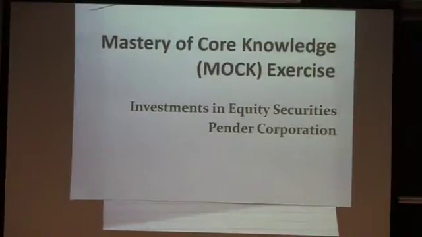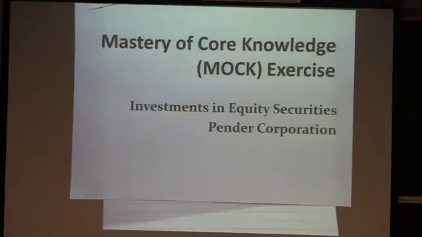Okay, so today we're going to do investment in securities, and we're going to use Pender Corporation to illustrate the concept of the equity method of accounting. In this question, Pender buys 30% of Salt Springs for $234,000 on January 1st, year 6.